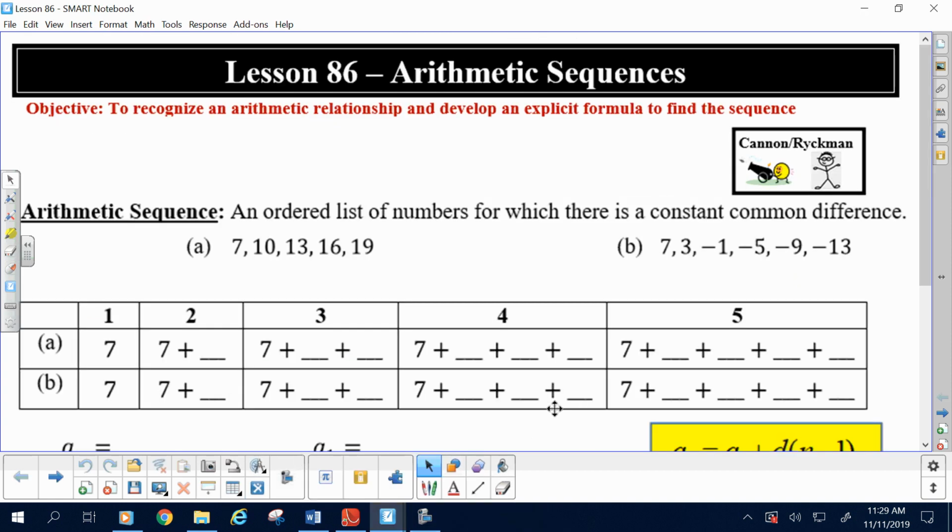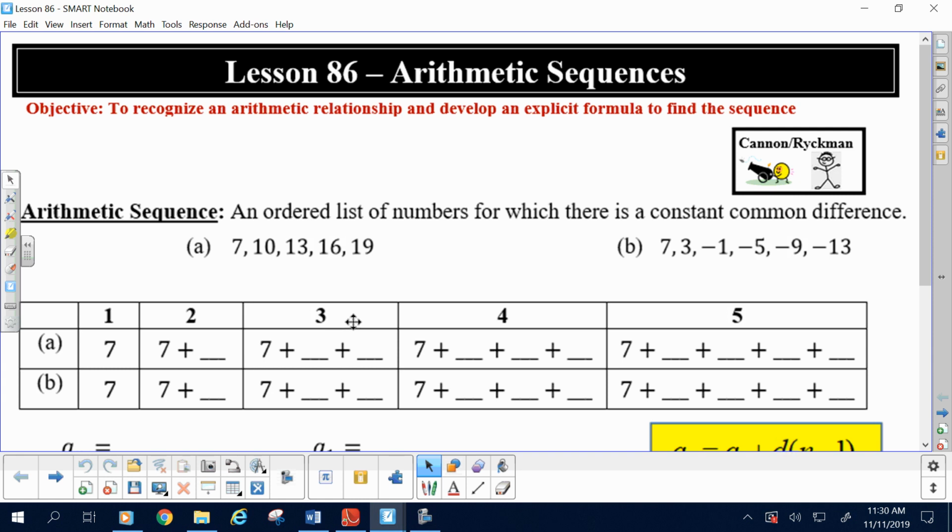So here we go. Arithmetic sequences, and when you read "sequence," think pattern. Now there are lots of types of patterns. There's geometric and arithmetic and Fibonacci. So this is just one type of sequence. It's the most logical, I think. So it goes like this.